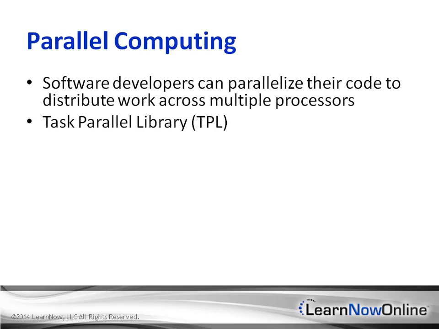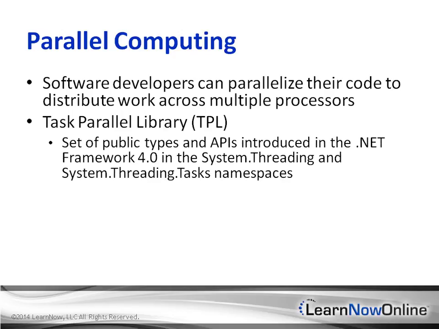So it's important that the framework makes it easier for us to parallelize the code to work against them. This includes the Task Parallel Library, which allows us to declare things as running in parallel, in which case it'll start the task and allow other things to run. A set of the public types and APIs introduced in the .NET Framework 4 for the System.Threading and Threading.Tasks namespaces accomplish this. PLINQ refers to marking a query within LINQ as being parallel.